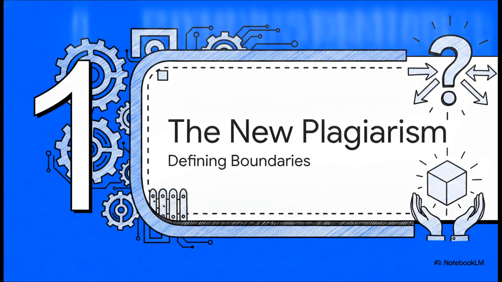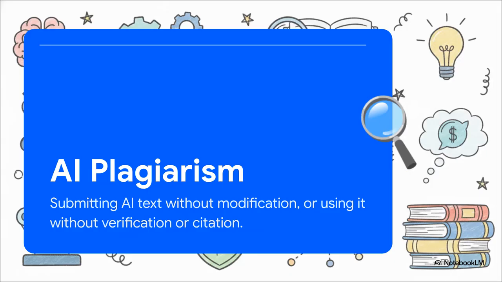Section 1. The new plagiarism problem, defining the boundaries of AI assistance. All right, before we can use AI safely, we have to precisely define the boundaries. What actually constitutes AI-driven plagiarism? Well, it generally pops up in 3 specific ways.